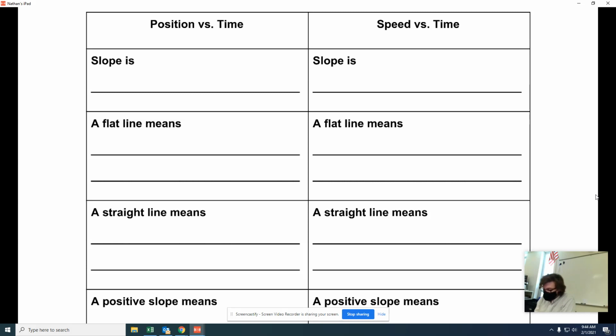On a position versus time graph, the slope of the line is the speed of our object. So if we have a flat line, if our graph looks like this on our position versus time graph, that means that the position of the object is not changing.